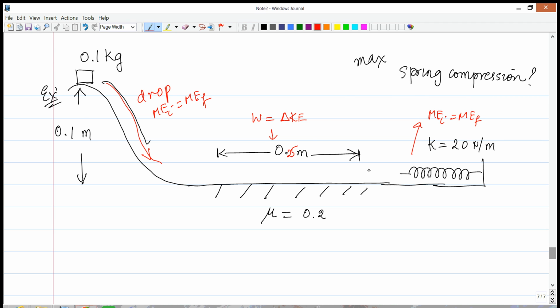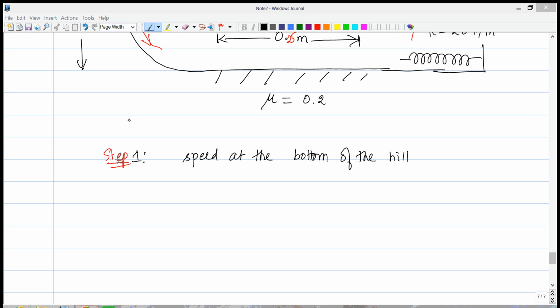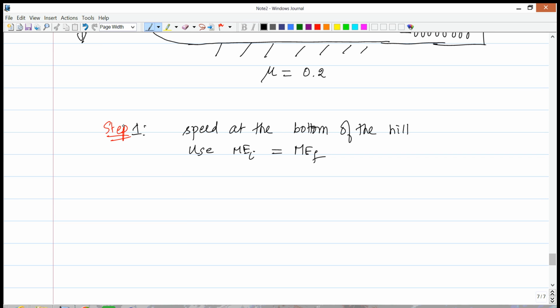So let's do it. The first part is going to be, let's find the speed at the bottom of this hill. So step one is to find the speed at the bottom of the hill. We're going to use MEI equals MEF. At the top of the hill, the block has no kinetic energy. Let's assume it starts at rest, and it has only potential. So 0 for kinetic, and the potential is simply 0.1 times 9.8 times 0.1.